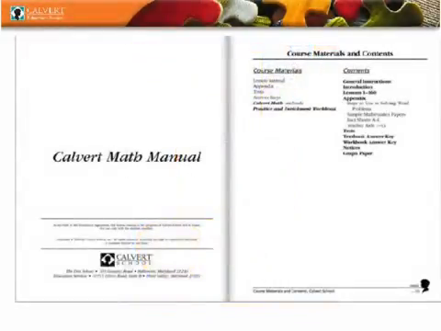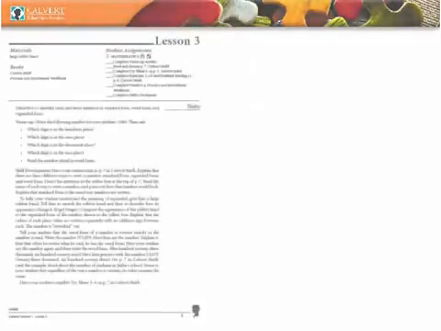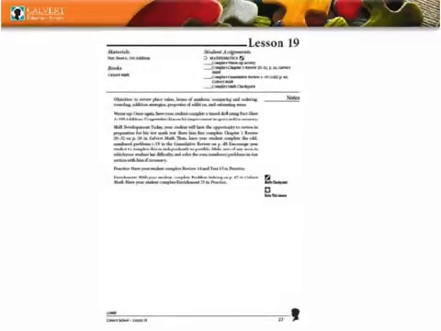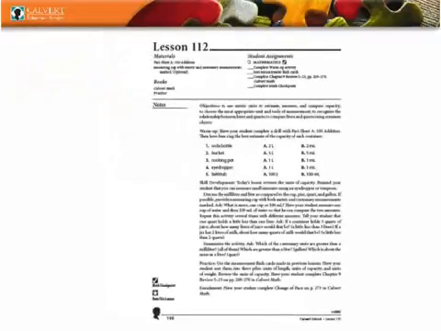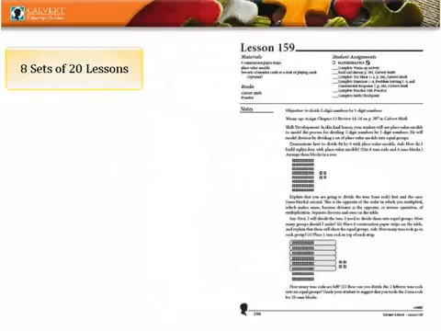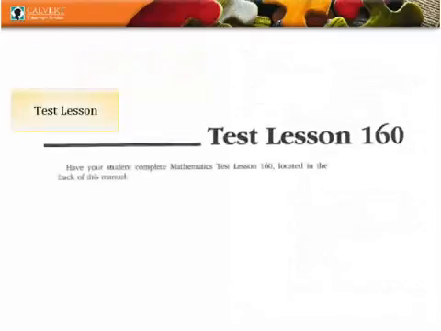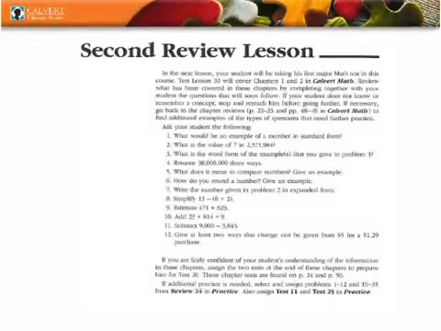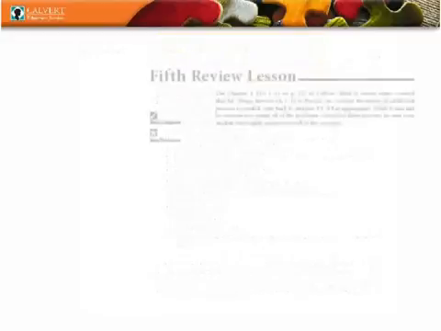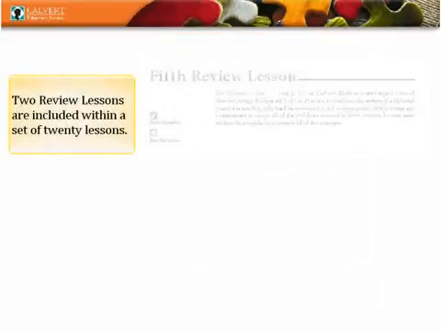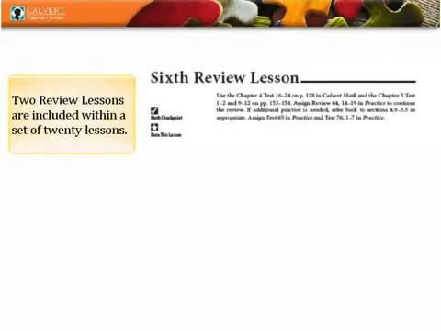First, let us take a look at how the lessons are laid out in the lesson manual. Each lesson manual contains 160 lessons. The lessons are divided into 8 sets of 20 lessons, consisting of 19 instructional lessons and 1 test lesson. A day of review has been built in after 9 instructional lessons. This is referred to as a review lesson in the lesson manual. Therefore, 2 review lessons are included within a set of 20 lessons.